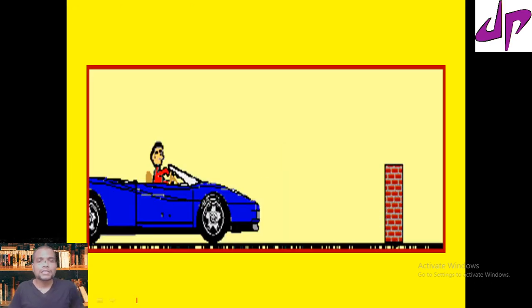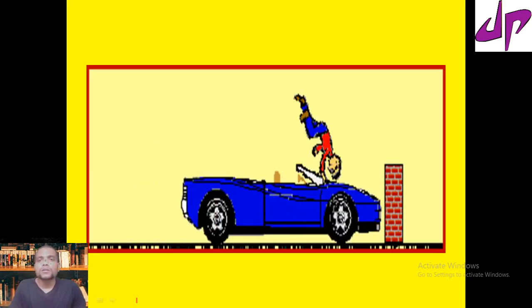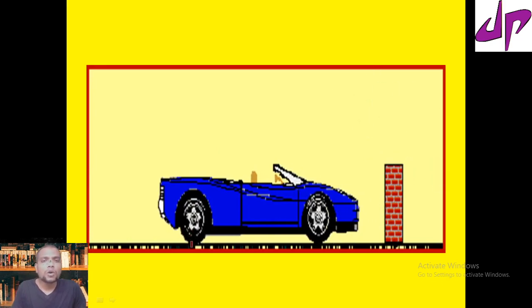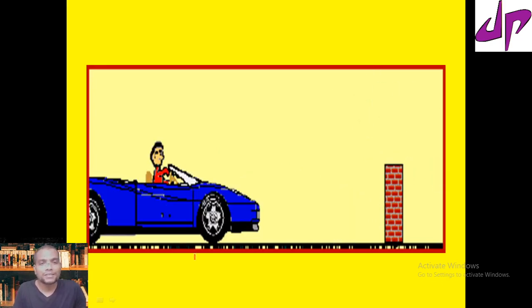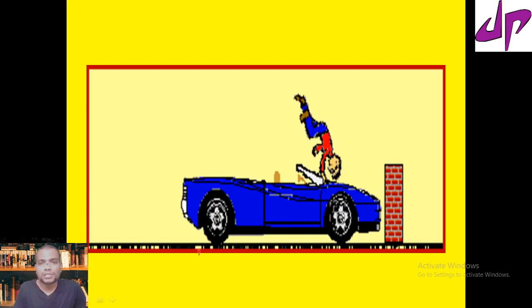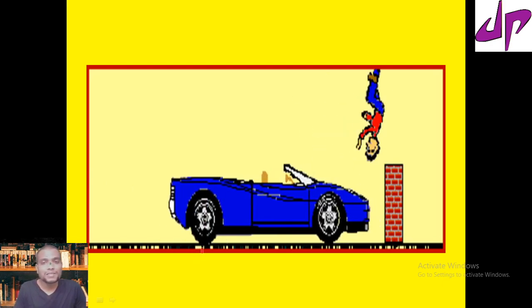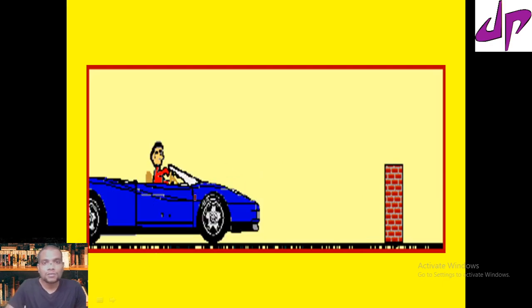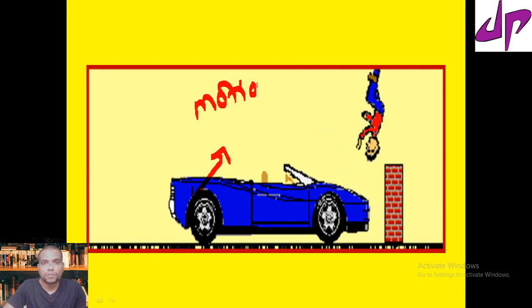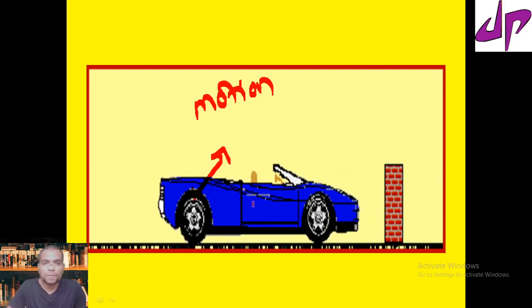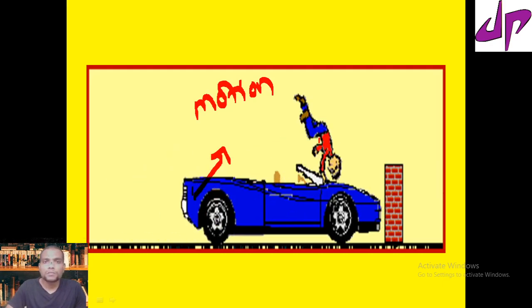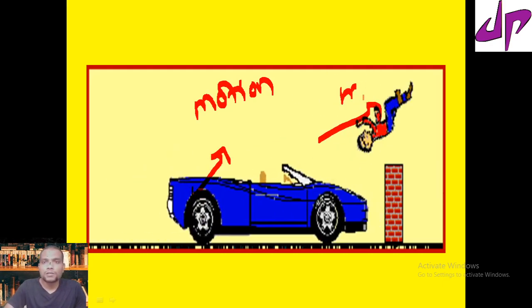Let us see this interesting example. This is what really happens when we do not put on a seat belt. If you do not put on a seat belt, what happens? The car is at rest. Now this is the car, now it is in motion. If the car is in motion, the person is also in motion.